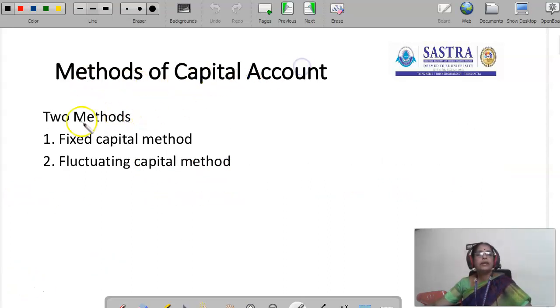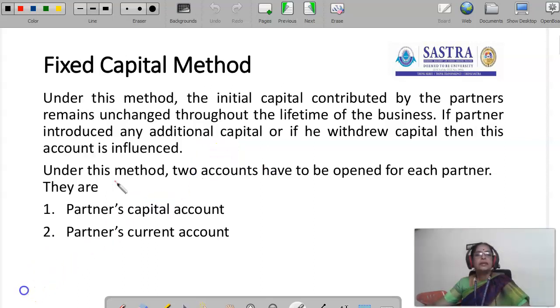Methods of capital account. There are two methods to prepare capital account. First one is fixed capital method. Another, second one, is fluctuating capital method. The firm can follow either the fixed capital method or the fluctuating capital method. First, let's see fixed capital method.